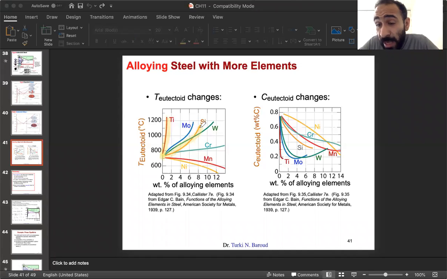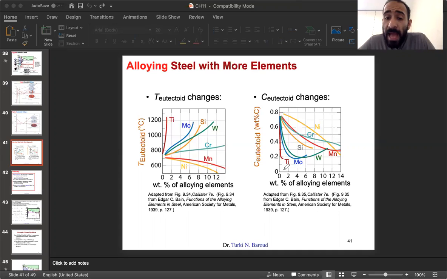What's going to happen if you add nickel? Imagine you want to lower the eutectoid temperature, then here we have the recipe. You're going to add nickel. If you add nickel, then at the end of the day, you can shift the temperature to lower temperature. Wonderful.